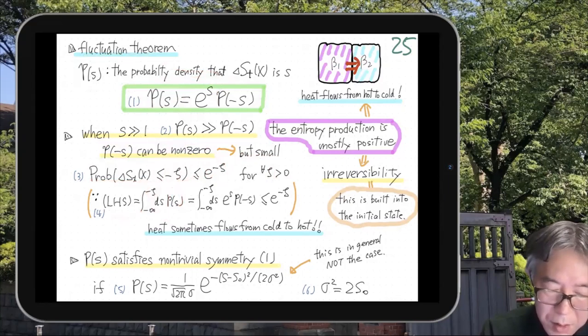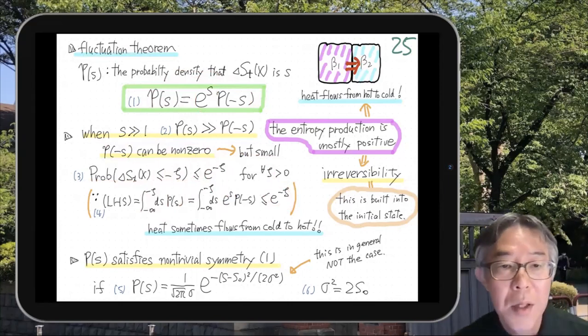Now I use this symmetry, the fluctuation theorem. This e to the s part is upper bounded by e to the minus theta, because s runs from minus infinity to minus theta. So you put it out here. Then the remaining integral is simply the integral of a probability, so it's less than 1. So you get this.